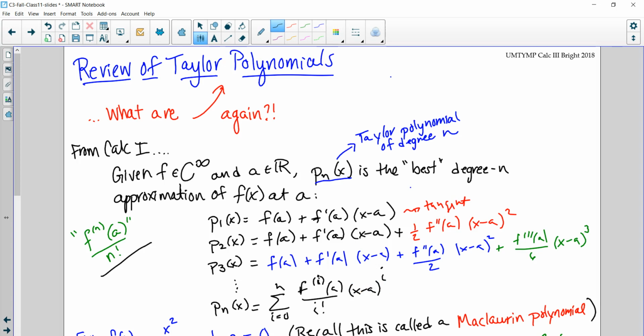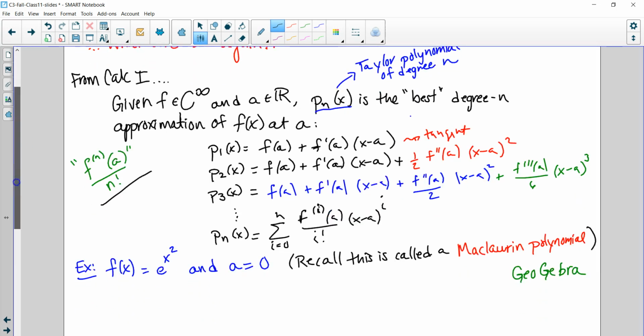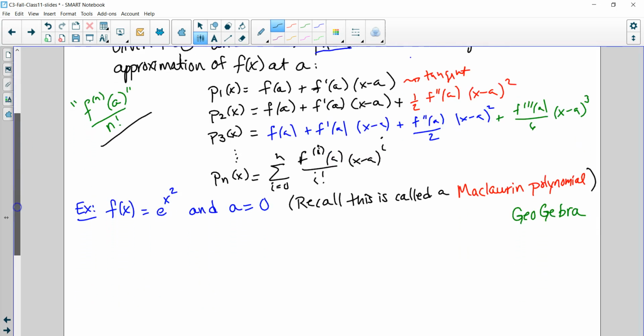Okay, so just as a quick example, I'm going to find a few Taylor polynomials for this function at this given point, or this given center, which is the language we used back in Calc 1. I might need to just do a few derivatives, so I'll just do f prime quickly here.